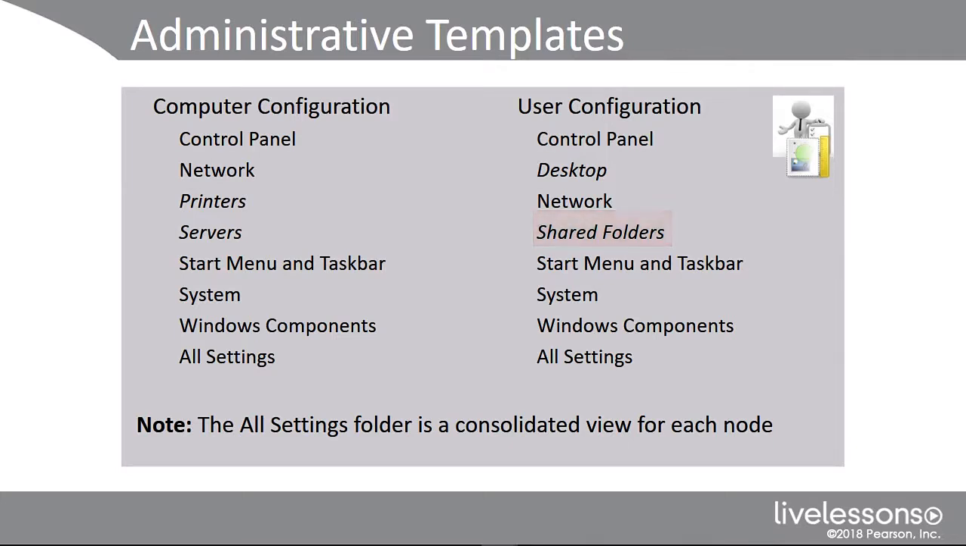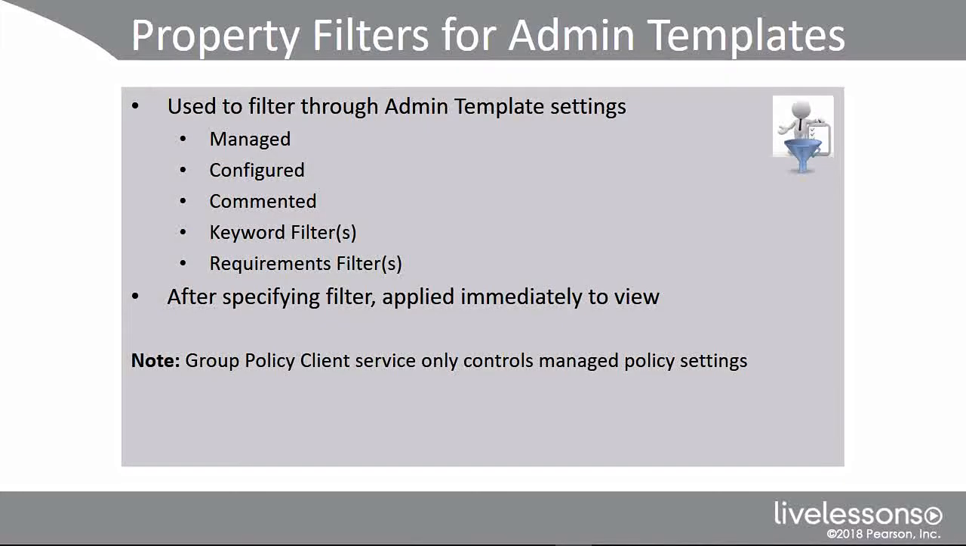And if you're trying to locate a specific setting, you can actually go to the All Settings folder, which is a consolidated view of all of the items underneath user configuration, and then there's also one for all of the items under the computer configuration. Another way to locate a setting is to filter your admin templates because there's so many of them. And we can filter under five categories: managed, configured, commented, specify a keyword filter, or I can supply a requirements filter. After specifying the filter, the view is going to change immediately, and you're going to only see those settings within the templates that you're looking for.